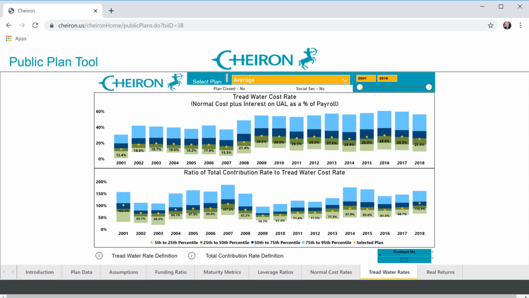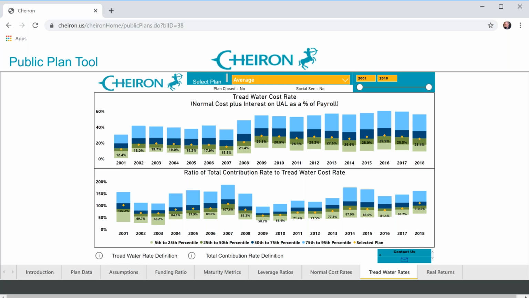And you can see the tread water rising during the recession here and the dot-com drop, because the interest on the unfunded component caused it to rise. But I find the bottom graph more interesting. What are plans paying relative to their tread water? And you want to be above 100%, or else your unfunded is going to grow.